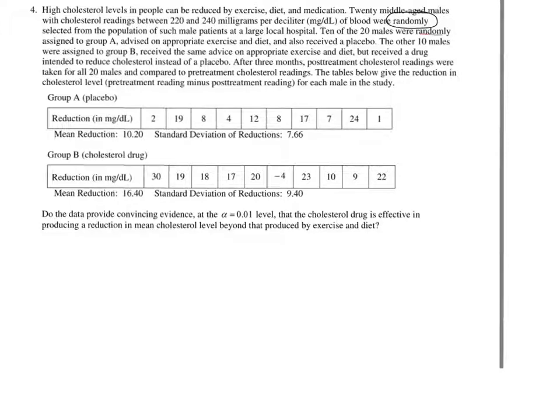10 of the males were randomly assigned to Group A, advised on appropriate exercise and diet, and received the placebo. The other 10 males were assigned to Group B, received the same advice on appropriate exercise and diet, but received a drug intended to reduce cholesterol instead of a placebo. After 3 months, post-treatment cholesterol readings were taken for all 20 males and compared to pre-treatment cholesterol readings. The tables below give the reduction in cholesterol level, the pre-treatment minus the post-treatment, in each male.